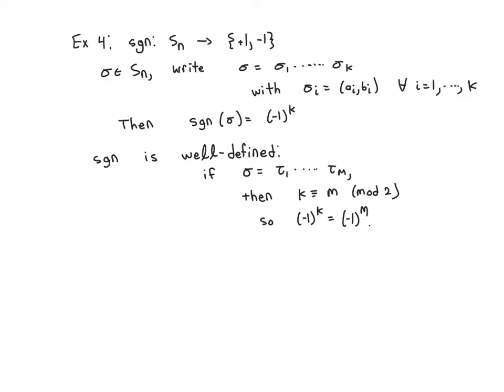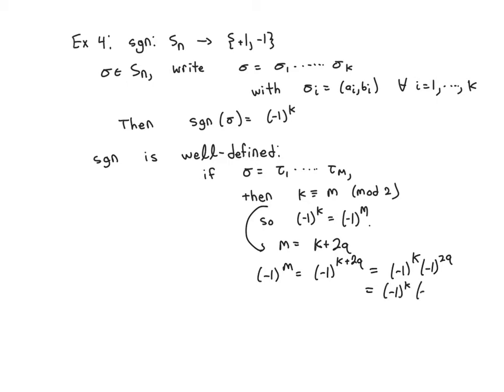Which means, in some sense, that m is equal to k plus an integer times q. So then -1 to the m is -1 to the k plus 2q. It's -1 to the k times -1 to the 2q, which is -1 to the k times -1 squared to the q. Oh look, that's just 1. So you see that -1 to the k is equal to -1 to the m.